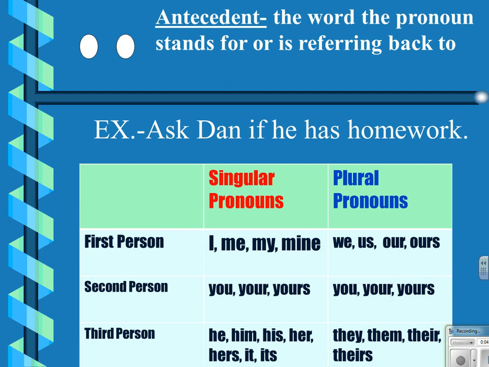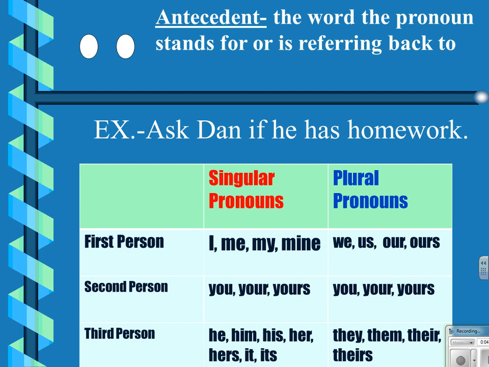Below is a chart that lists singular pronouns and plural pronouns for first, second, and third persons. You may have been asked before to write a story using first person or third person, typically not second person, but there is a second person. And notice if you look at second person, they're all some form of you.